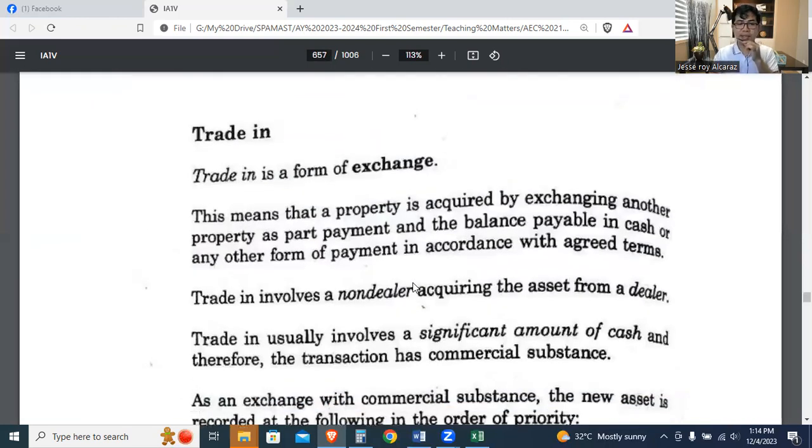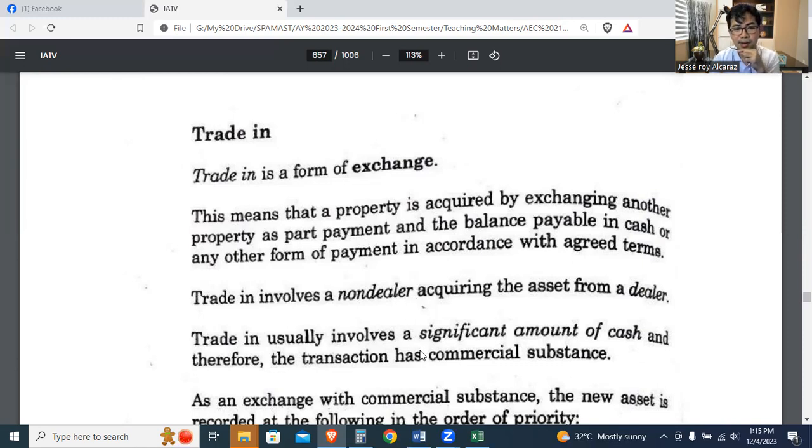So trade-in is a form of exchange. If you remember, like an iPhone or Samsung, a cellphone company wherein they give you a reduction when you buy a brand new, the latest model of a cellphone. You can trade in your old one. Okay, I don't know if you're familiar with that. It's an arrangement where you buy a brand new cellphone but you don't pay the brand new price. There is a reduction if you trade in your old phone.